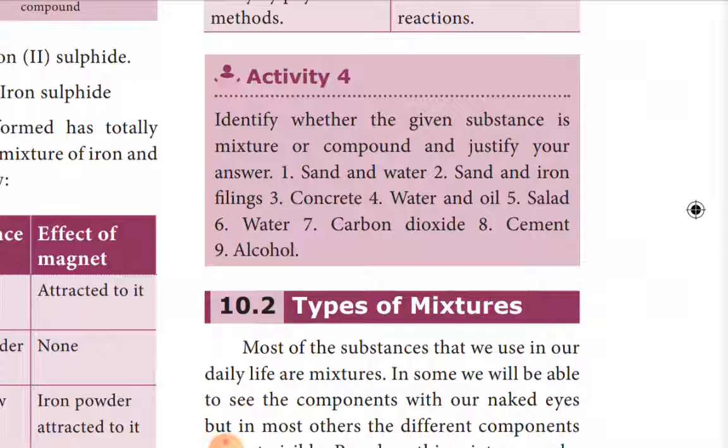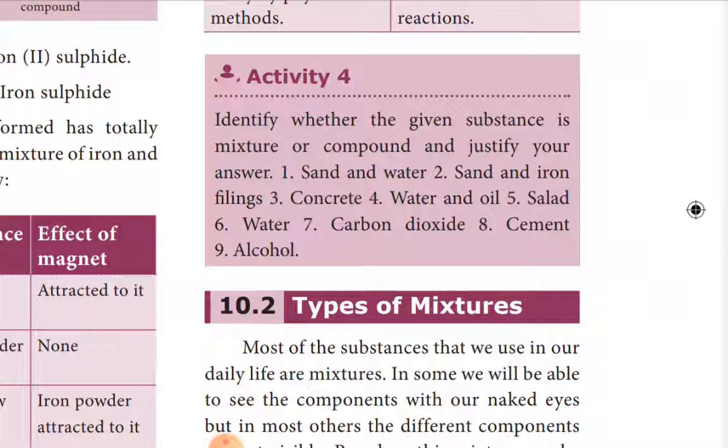When you take sand, it is silicon dioxide, and iron is Fe. But when they are physically mixed, you can easily separate them using a magnet. Using the magnet, you can separate iron filings from sand. So that is a mixture.